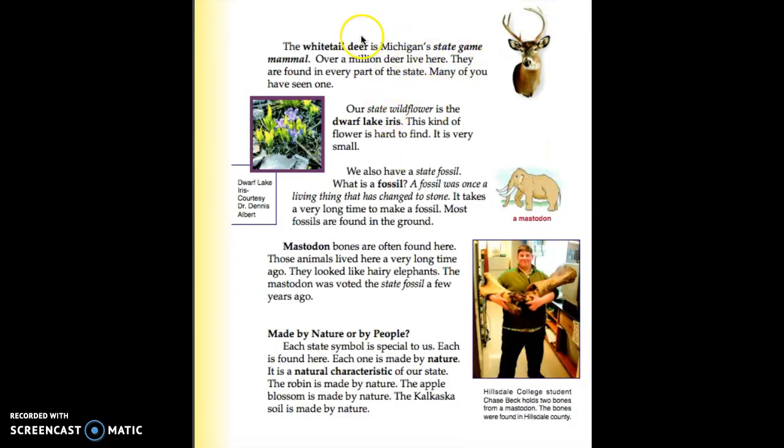And then on this page you again have more symbols. They're in italics, and you have bold words that show what the symbols are. And then you have pictures that go along with them. You even have a little more explanation about each picture. Here's an actual photograph of a real person from Hillsdale College. His name is Chase Beck, and he is holding some real bones, and you'll learn about that here.